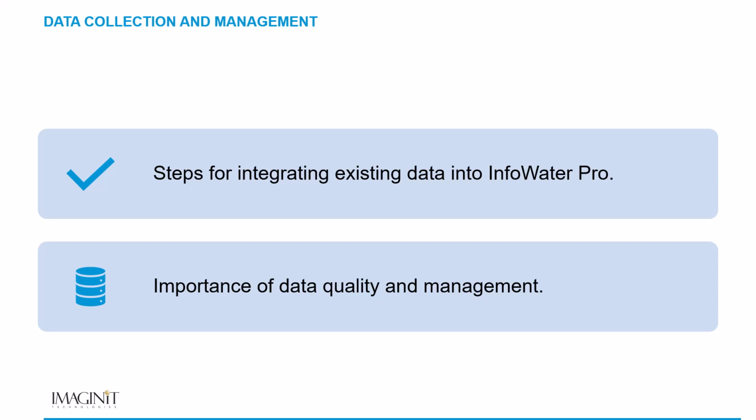With its robust data management capabilities, InfoWater Pro assists utilities in meeting regulatory reporting requirements. The software can generate reports that document system performance, water quality measures, and compliance with standards. In essence, data collection and management in InfoWater Pro acts as the backbone for all subsequent modeling and analysis activities. By emphasizing data integrity and usability, this software ensures that utilities are equipped with the information needed to optimize their operations, plan for the future, and maintain compliance with regulatory demands.